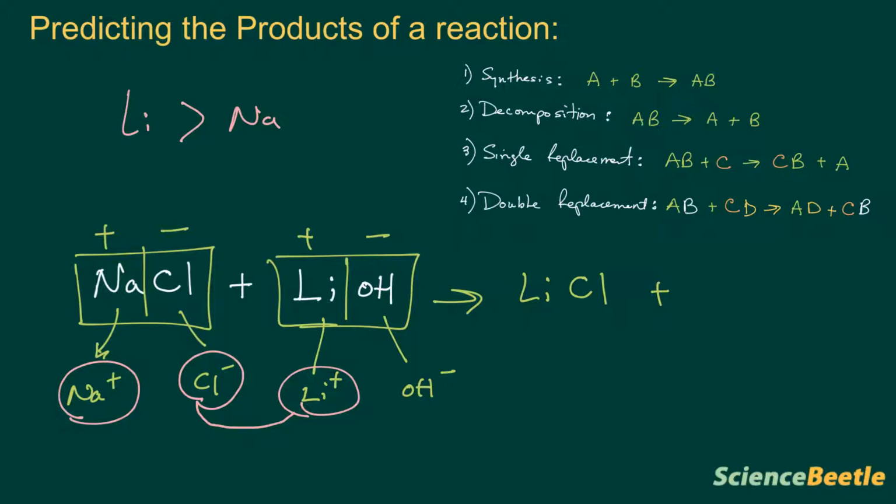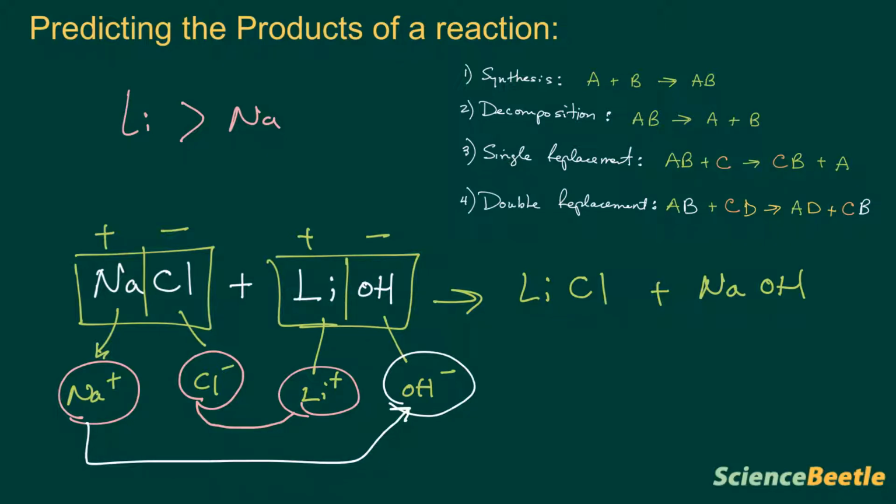The other compound that you're going to get is the remaining one. The remaining positive ion will come in and combine with the remaining hydroxide. And so that's what you'll get over here, which will be NaOH. So this is the general prediction.